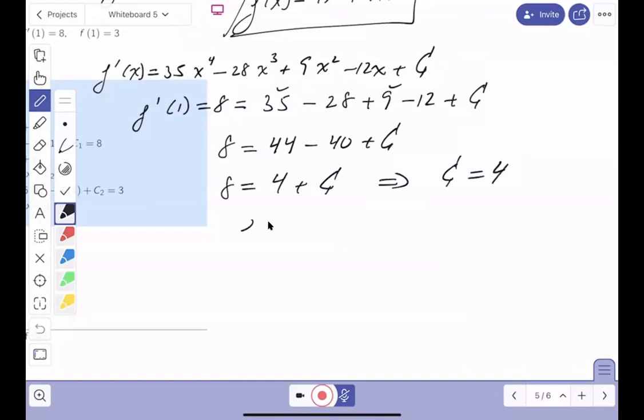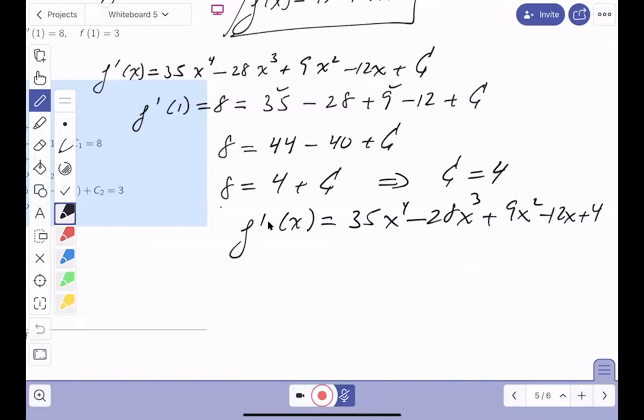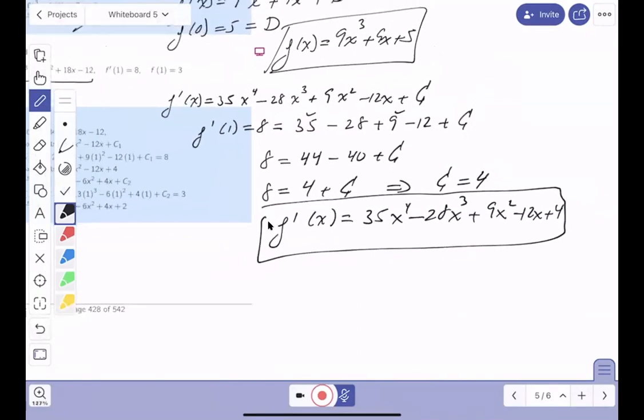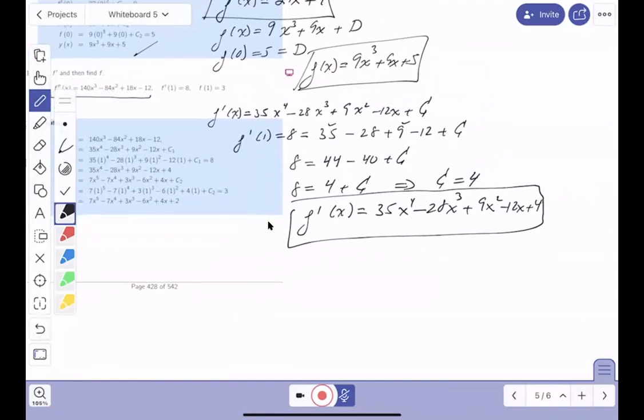So let's write this down. F prime, they did ask for it, is equal to 35x to the 4th minus 28x cubed plus 9x squared minus 12x. And I think c is 4. I can put a box on it. All right. Now, what's nice about having an answer key next to you, we can check it, see if we got it right. Did I get it right? 35x to the 4th. Gee, I got that right. Minus 28x cubed. I got that right. Plus 9x squared. Gee, I got that right. Minus 12x. Yeah, got everything right.